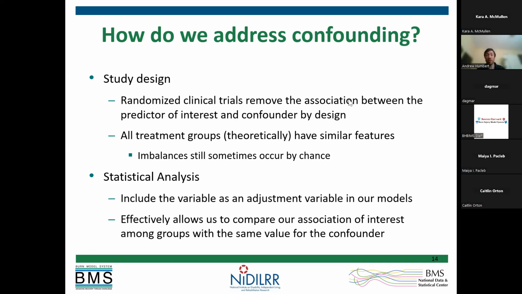And by including this confounder or potential confounder in the model, what we're really doing is effectively comparing that association of interest between our predictor of interest and our outcome. We're comparing that association among individuals that have the same value of the confounder. So again, among individuals of the same age, same race, same sex, we're now looking at what that association looks like. Again, ice cream and sharks, among days that have the same weather, as ice cream sales vary, how does that affect the number of shark attacks that we have?